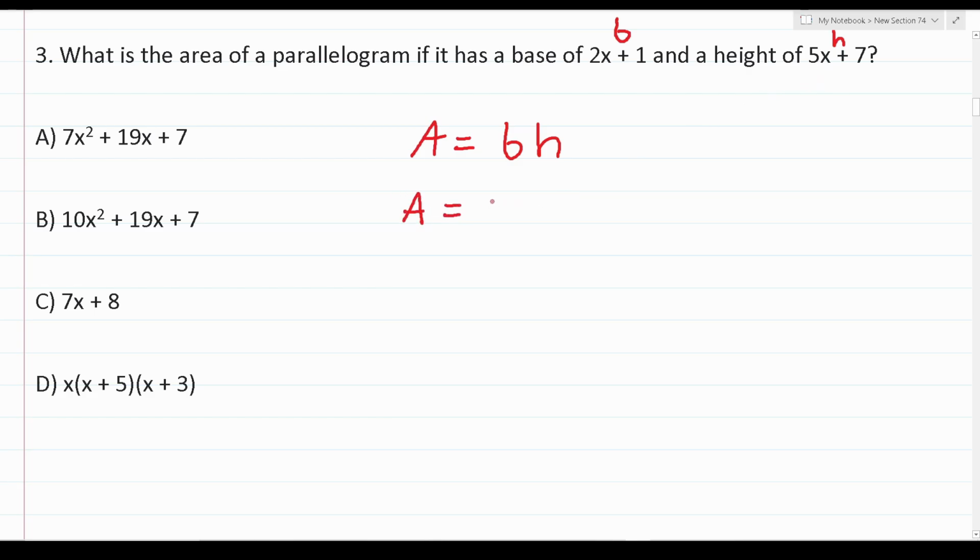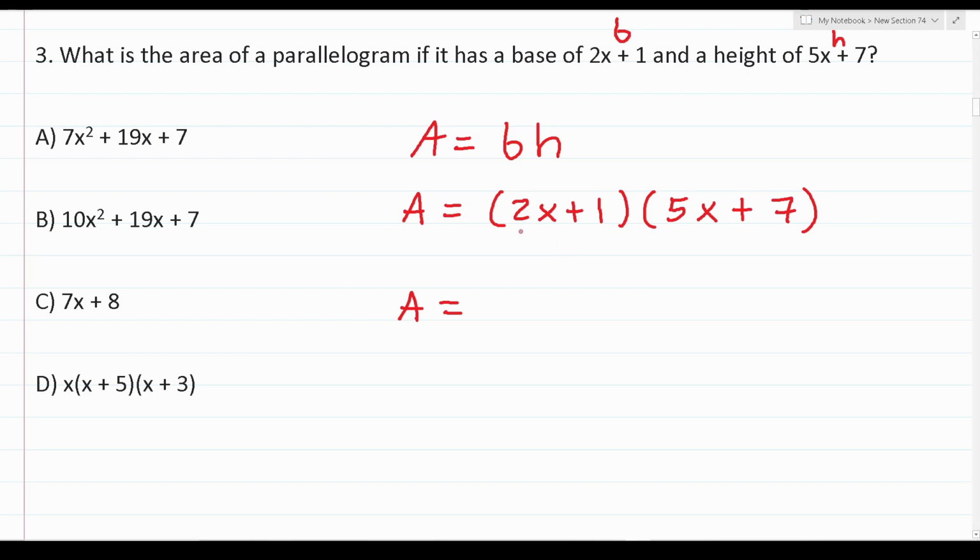This becomes 2x plus 1 times 5x plus 7. All right, so if we look at our answer choices, we can see that that is not there. And what that means is we actually have to expand this by either using the distributive property or the FOIL method. Again, those two things are the same. So I'm just going to use the distributive property.